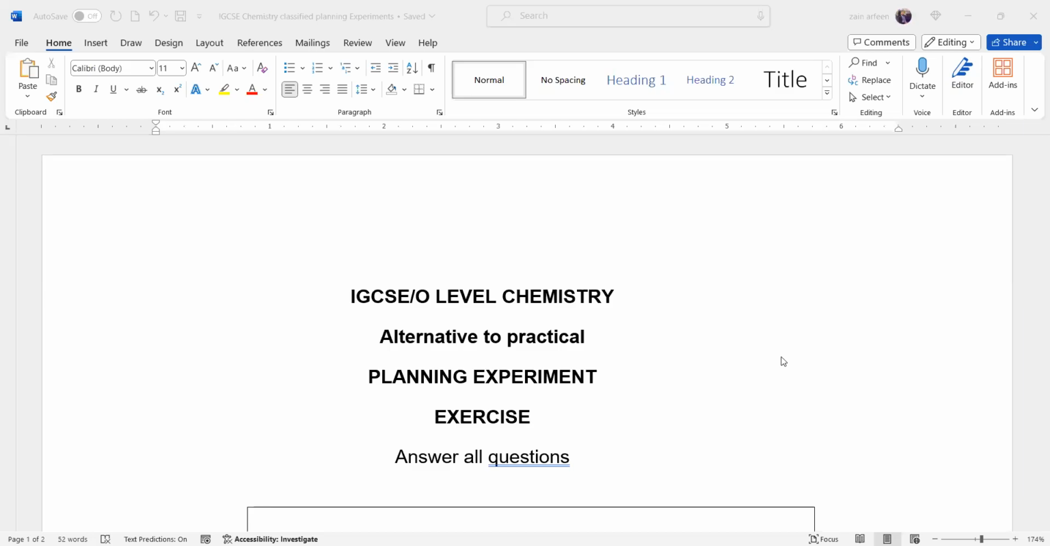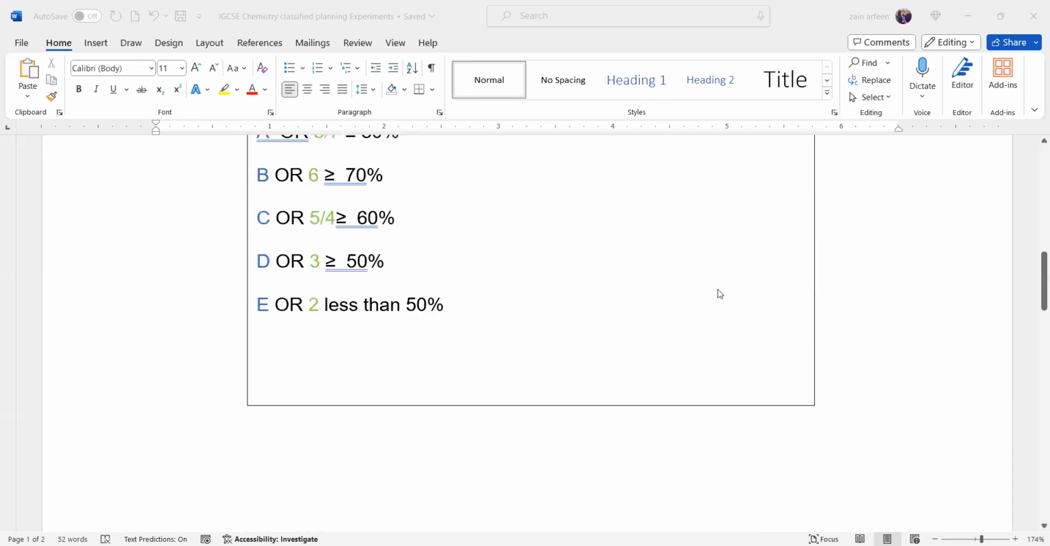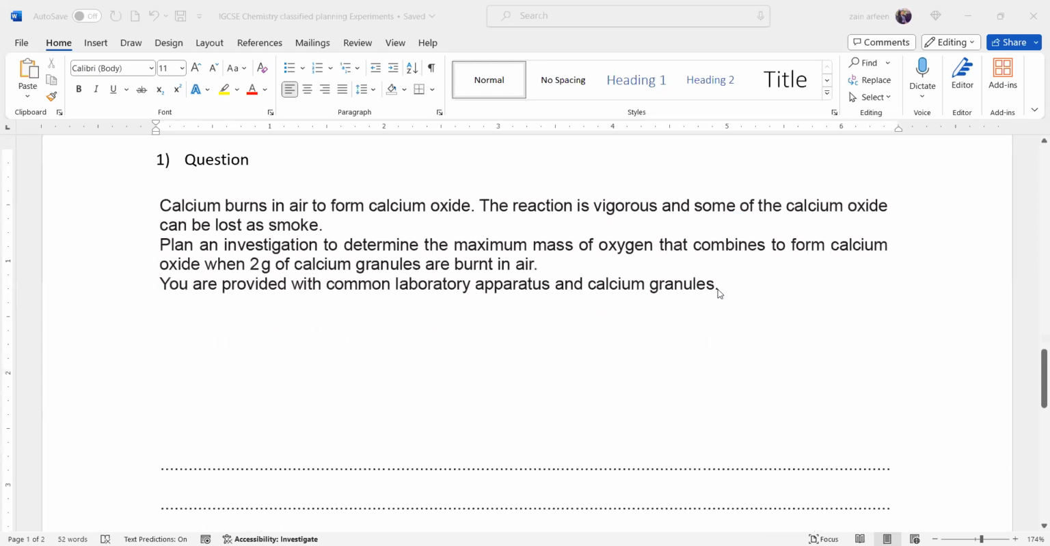We will start this exercise as well. Every session we'll do at least a planning experiment question, as it's a very important topic regarding paper six. A 6 mark question is there, sometimes 7 marks. So the first question we'll solve from this exercise.